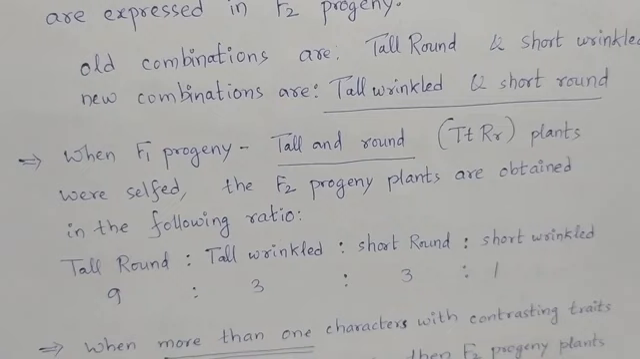When the F1 progeny, tall and round plants, were selfed, the F2 progeny plants were obtained in the following ratio. In which ratio did these old and new combinations appear? Tall round 9, tall wrinkled 3, short round 3 and short wrinkled 1, in a 9:3:3:1 ratio of tall round, tall wrinkled, short round and short wrinkled plants.